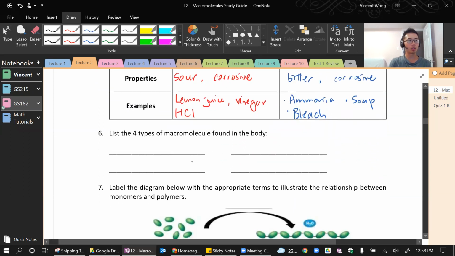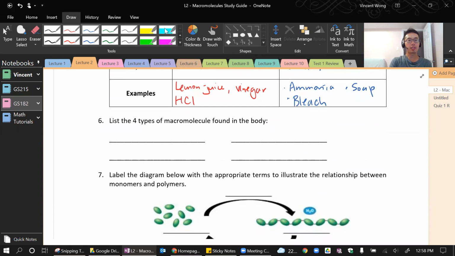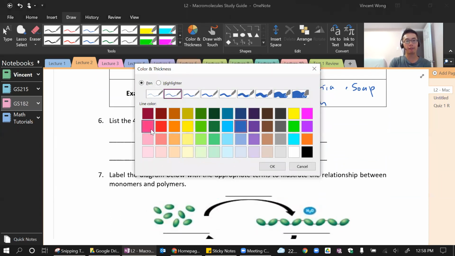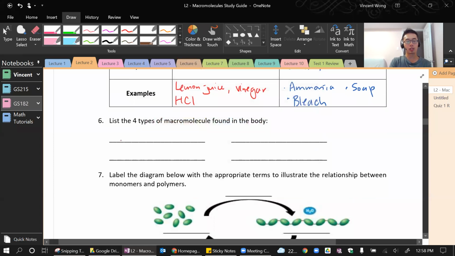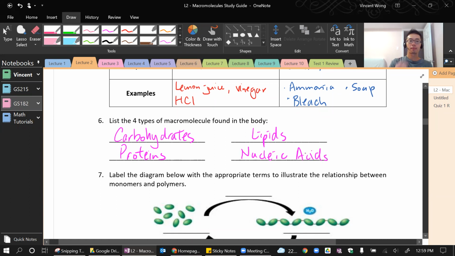Let's move on to the macromolecules. As I mentioned at the introduction, we have 4 types of macromolecules found in the body. We have carbohydrates, we have lipids, there are proteins, and we have nucleic acid. Okay, these are big molecules.